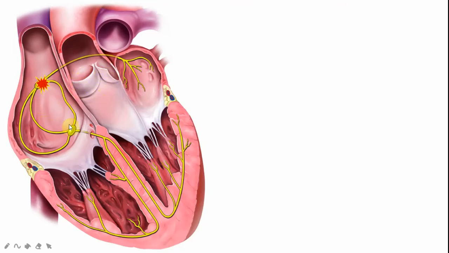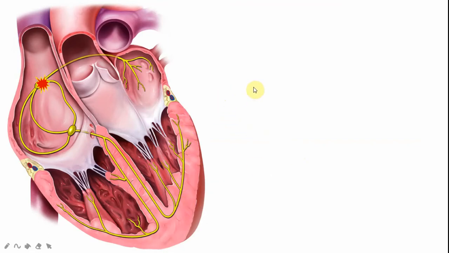The yellow bits, this is the conduction system of the heart. The SA node is here, which is the pacemaker. Then there is the AV node. Then there is the bundle of His. These 3 bits are called internodal pathways. This is the right bundle branch, and then this is the left bundle branch. The left bundle branch again has 2 parts: the left anterior fascicle and the left posterior fascicle. Then there are the Purkinje fibers and the ventricular muscle.